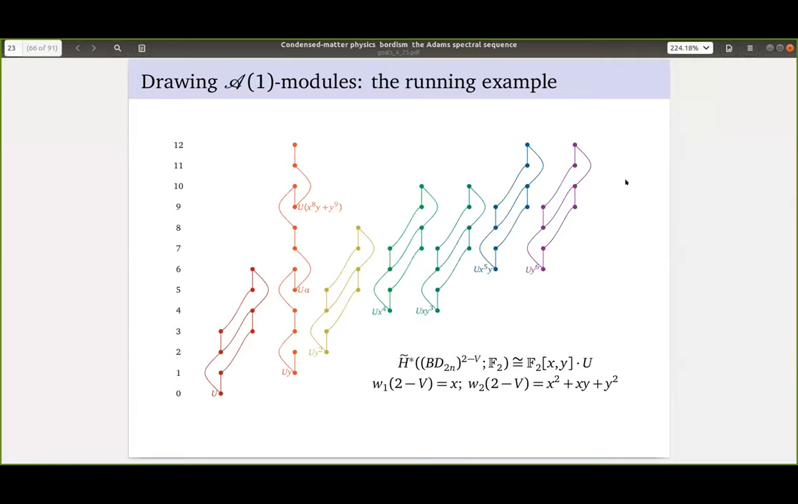Yeah, I have one question. Great. I was a bit confused. So U is the Thom class, right? Yes. So isn't the degree of that class like the dimension of the manifold? Yes, so that's generally correct. And so we've done a trick here.